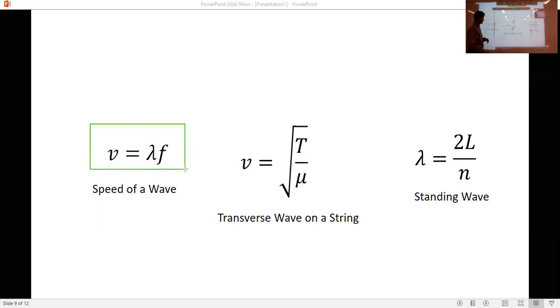What do I mean by that? I didn't really word that very well. If I increase the wavelength, the frequency needs to decrease. If I decrease the wavelength, the frequency needs to increase. Okay, so that's simple enough to understand.